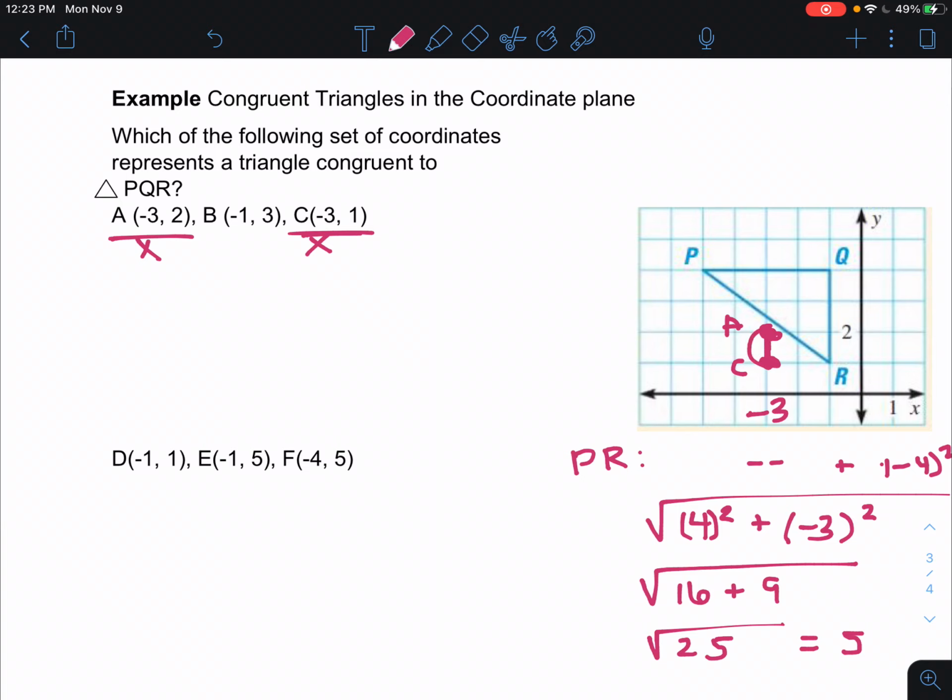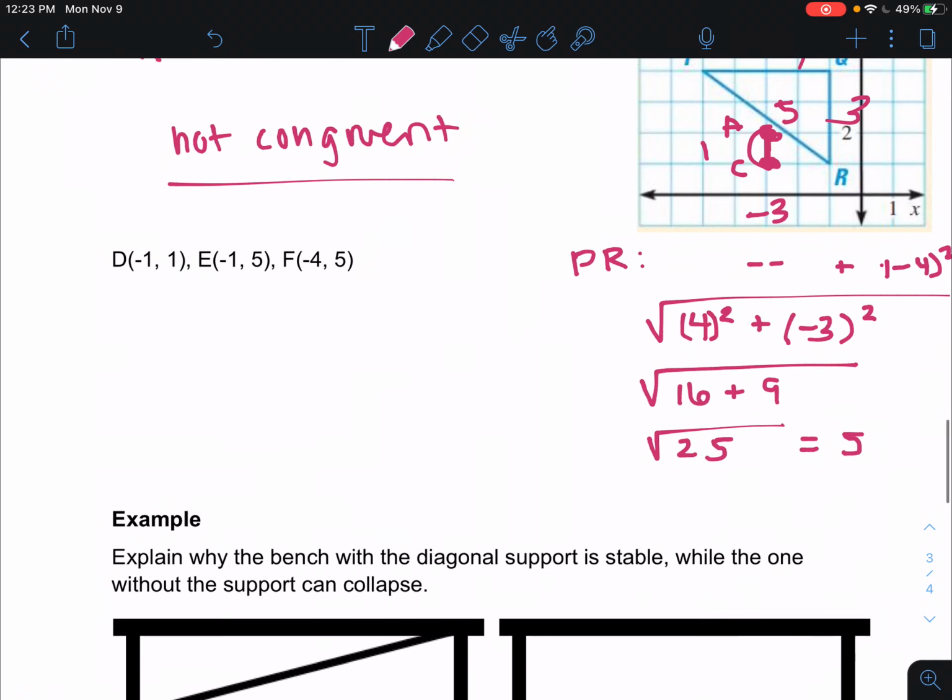So going from here to here, how many units is that? 1. Did we have any other triangle side length that was 1? I don't think so. So that must mean that these two triangles are not congruent. What you want to do is test, either using the distance formula or graphing these points, to see if you're getting the side lengths of 3, 4, and 5. Once you find a side length that's not 3, 4, or 5, you can say, nope, not congruent. Give this next one a shot.